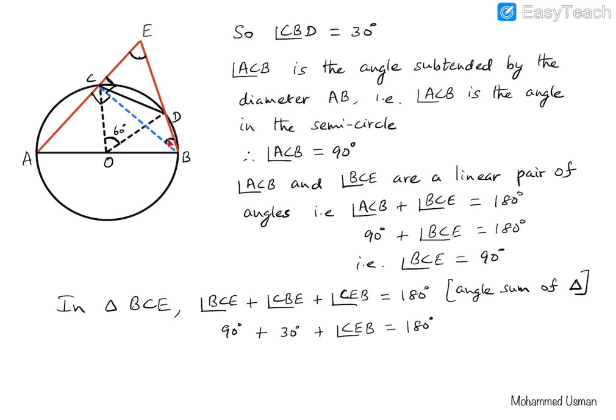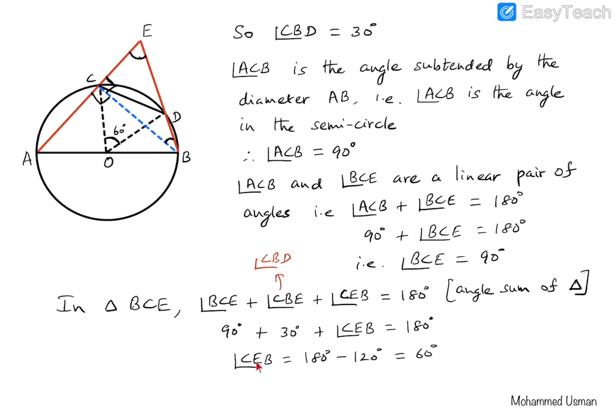CBE is this angle here, which is the same as angle CBD. So CBE here is the same as angle CBD, so it is 30 degrees. So we have 30 degrees here. And CEB is the angle E here, which is unknown. So we leave that as it is, and the sum is 180 degrees. And from this, we can now compute what is angle CEB.